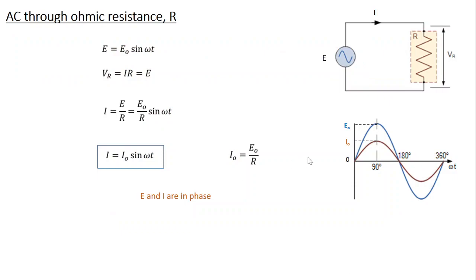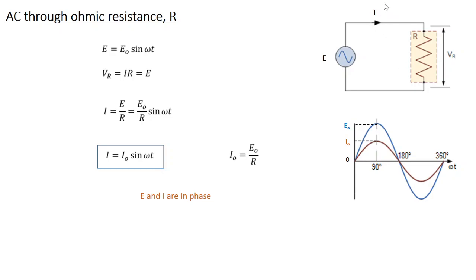As a starting point, let's take the simplest case, an AC power supply connected to a single ohmic resistance. So as always, we are going to consider a sinusoidal signal. E equal to E naught sine omega t, where E naught is the peak voltage, omega is the angular frequency, and omega t is known as the phase term. So you have connected an ohmic resistance to an AC power supply. So what happens? This power supply is going to drive current through this circuit.